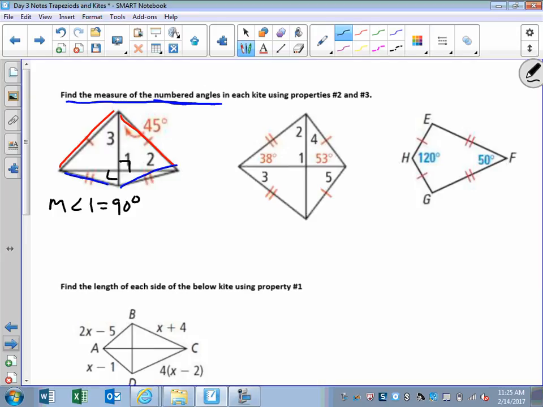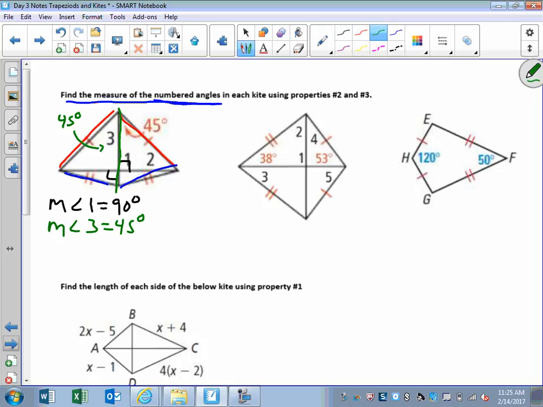Okay. Now if that is 90, the other thing we know is that one of the diagonals bisects the angles in a kite. So if we look at this diagonal right here, this one clearly looks like it's cutting the angle at the top and the bottom in half. All right. So 45 is 1/2. That means that this has to be 45. So the measure of angle 3 is 45.